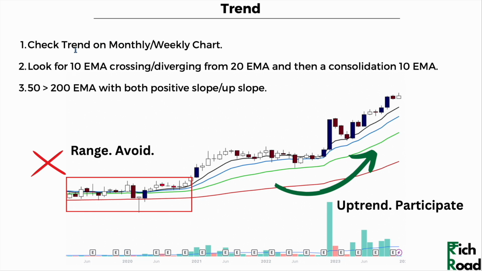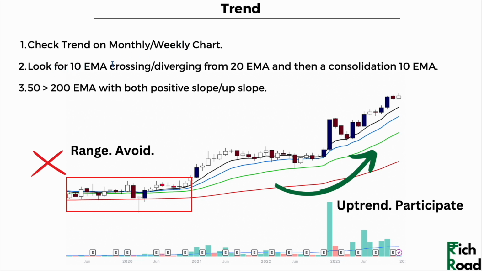The first thing I'll tell you is to check the trend on the monthly or weekly chart. If you want the stocks which move 100%, 200 or 300%, basically high percent numbers, you will have to pay a lot of attention to the monthly chart, specifically. And then comes the weekly chart. So your job is to check the trend on the monthly and weekly. What exactly to do over there, I'll tell you.